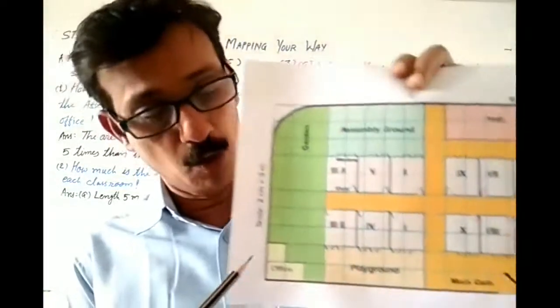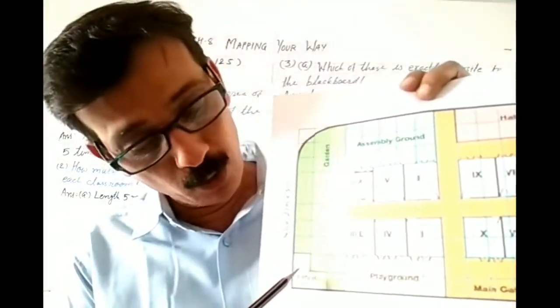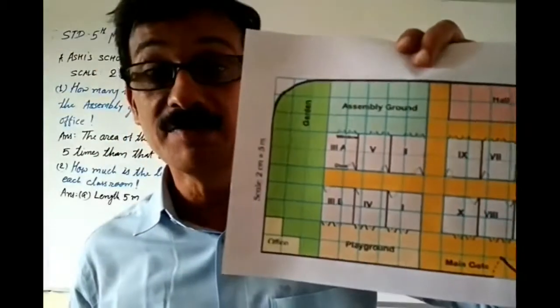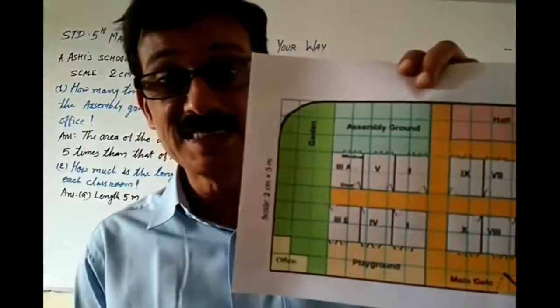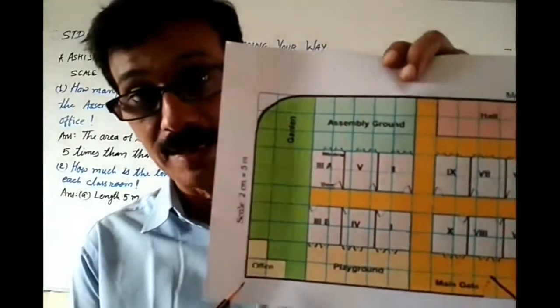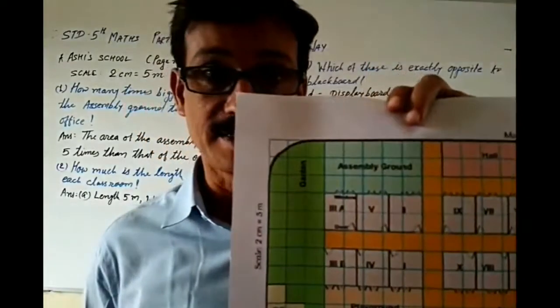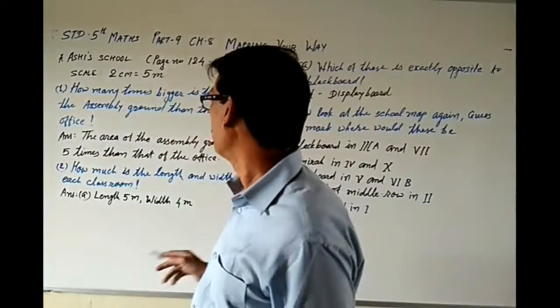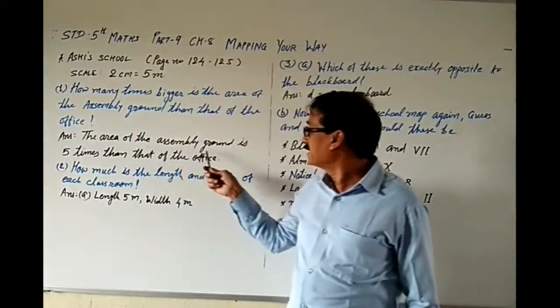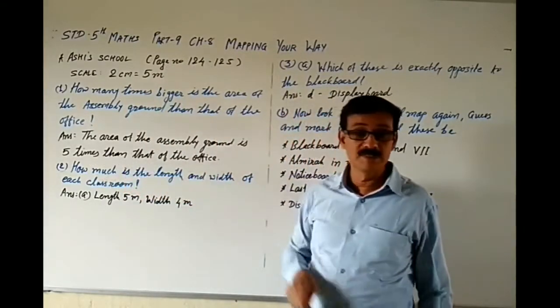Now look into the office. Where is the office? Somewhere over here. It covers only 3 squares. So we can say the assembly ground is 5 times big. Assembly ground is 5 times bigger than the office, isn't it? So the answer should be: the area of the assembly ground is 5 times that of the office.